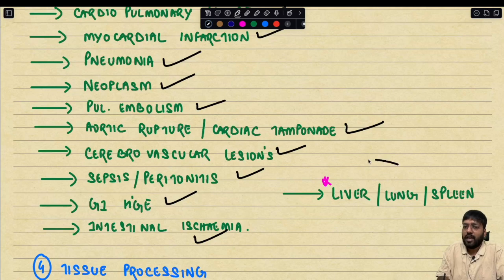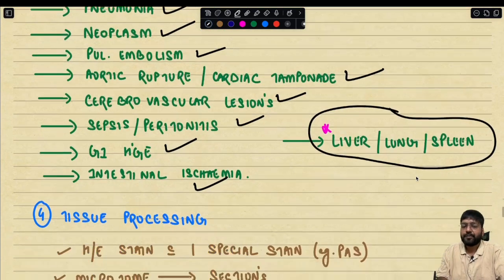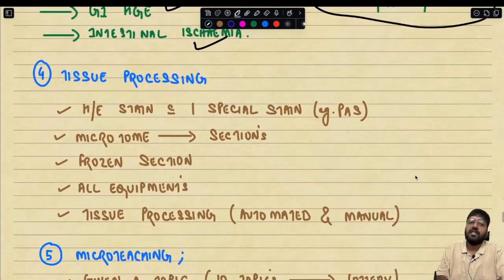Not only that, you might be asked in the exams about the grossing of the liver, lung and spleen, which I have not covered, but shortly I am going to cover this part as well. The next important section is tissue processing.